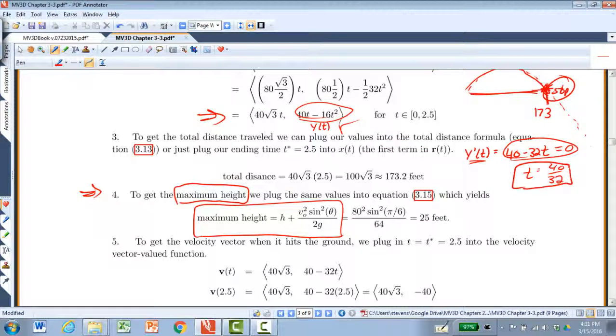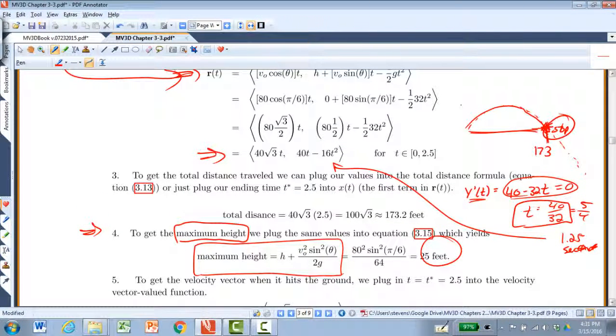Alright, and what is that? By the way, that's 5/4 or 1.25 seconds. So if you take 1.25 or 5/4 and plug that into here, you'll get 25 feet. Alright, so that is the maximum height. In my little diagram here, the maximum height is 25.